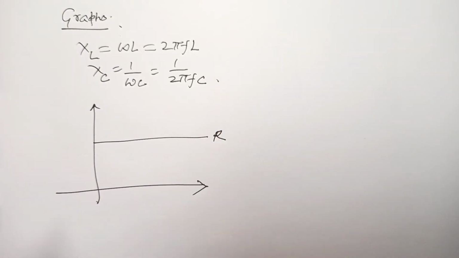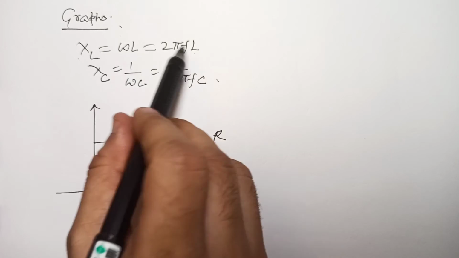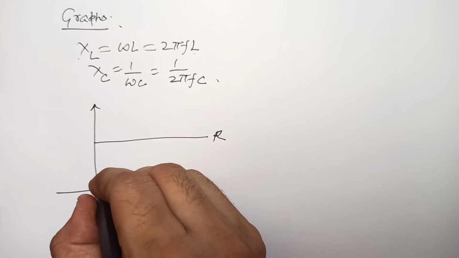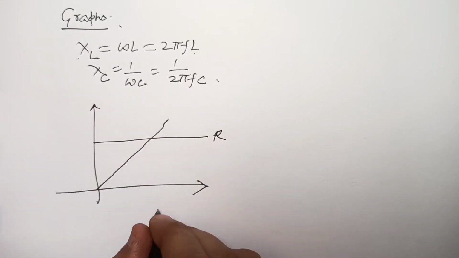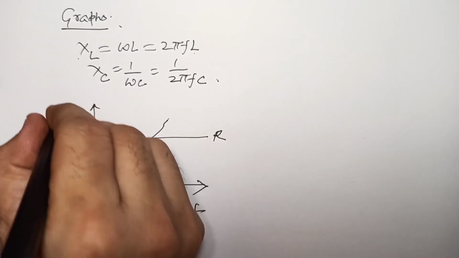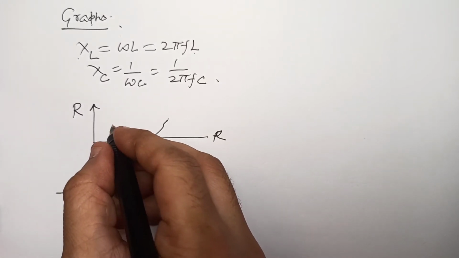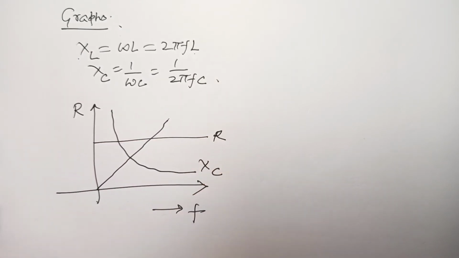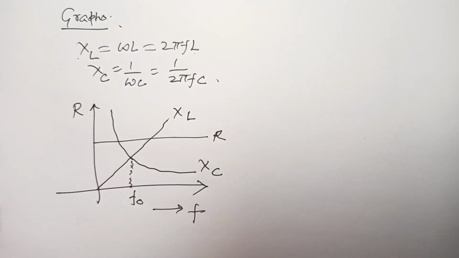Now, if I talk about XL, this is linear because both are directly proportional. So it will be something like this. Now, if I talk about XC, by the way, this is frequency and this is resistance, right? Now if I draw the third one, which is XC, it is this, XL is this, and this point is F0, the resonant frequency, correct?